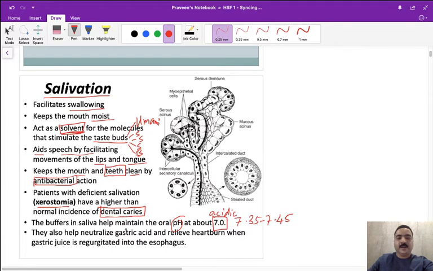They also help neutralize the gastric acid and relieve heartburn when gastric juice is regurgitated into the esophagus. Later on we will study the esophagus. If the acid comes back, we call it GERD, gastroesophageal reflux disease. During these conditions, when the acid is refluxing back into the esophagus, we need saliva to protect it through neutralization.